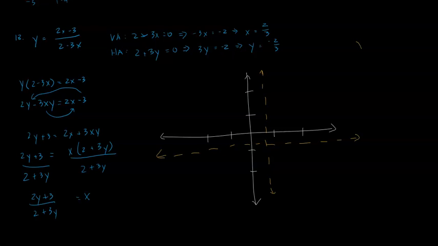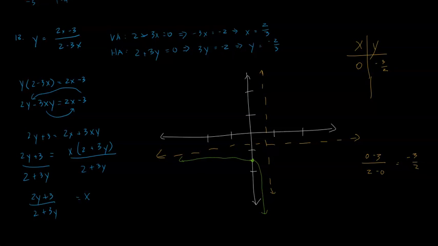Okay, let's go ahead and make our table. I'm going to put a 0 in there. Okay, 0 minus 3 over 2 minus 0. So that's going to be negative 3/2, which is negative 1.5. 0 and then negative 1.5. There is my point right there.